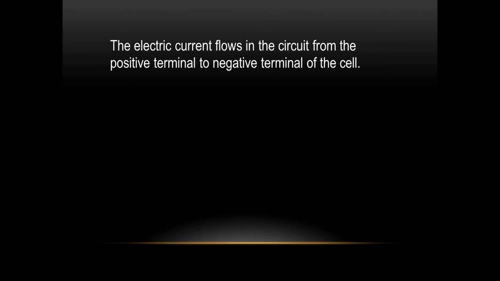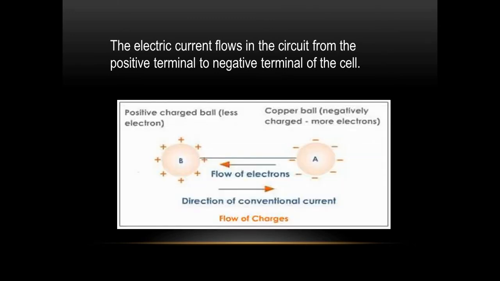The electric current flows in the circuit from the positive terminal to the negative terminal of the cell. The positively charged ball has fewer electrons and the copper ball is negatively charged, meaning more electrons. Therefore, the electrons will flow from the negative towards the positive ball. But the conventional direction of current is from positive towards negative.